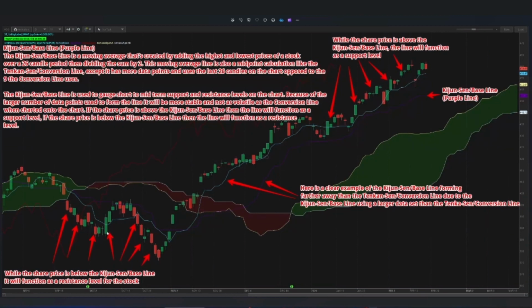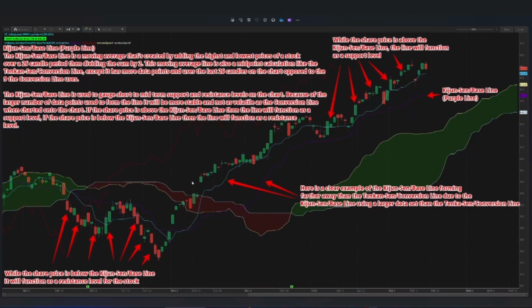So down here is another example. During this whole time frame, all of these shares, except for this gap right there where the share price did break above that baseline for a little bit, it was acting as resistance. So the Kijun baseline for this whole time frame was acting as resistance before it finally broke out here with that big gap up green candle.